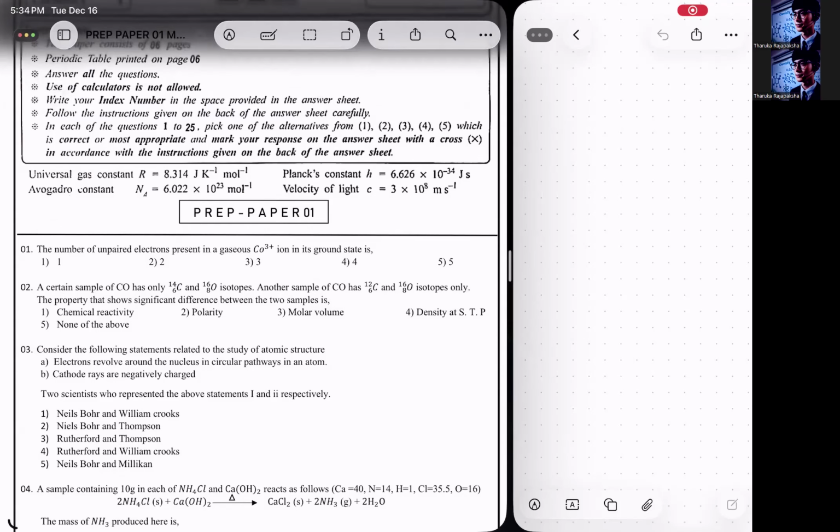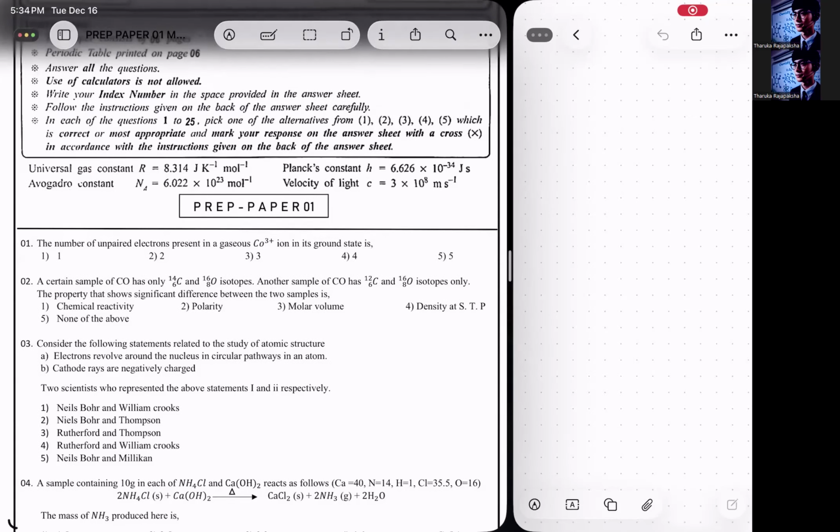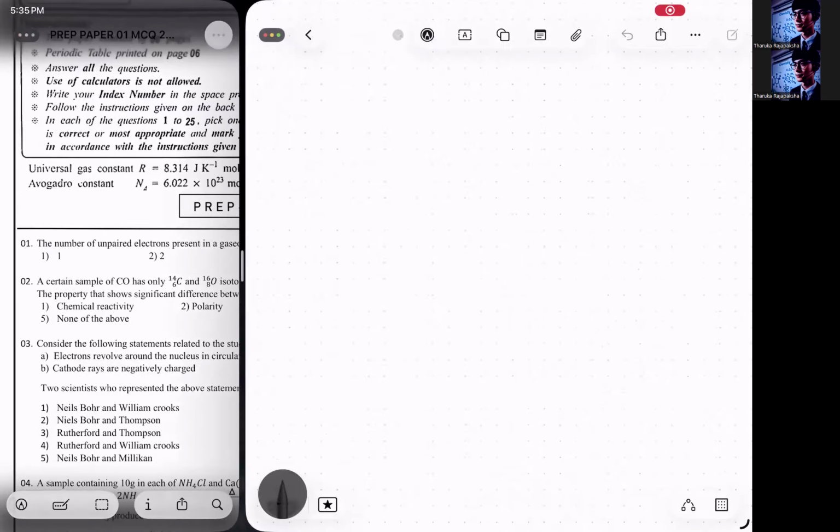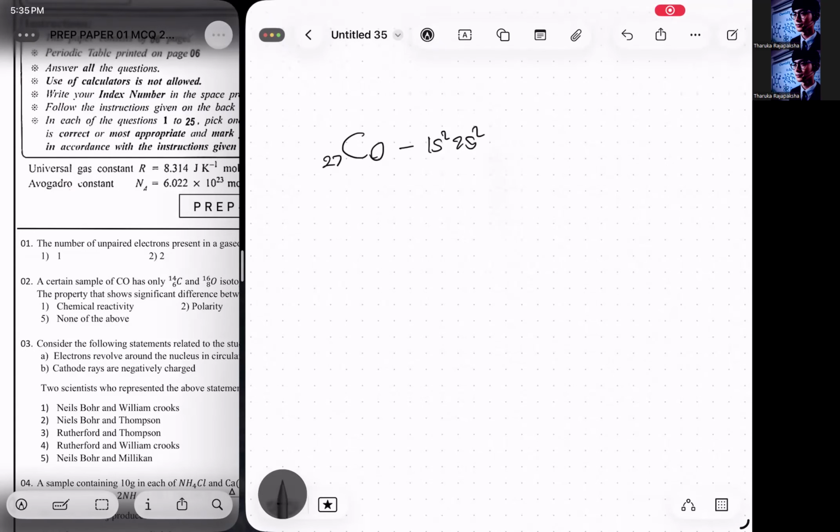Number of unpaired electrons present in cobalt 3 plus ion in its gaseous ground state. People, cobalt has atomic number 27, right? So normally, if we write the electronic configuration of this, we'll get 1s2, 2s2, 2p6, 3s2, 3p6, 3d7, 4s2. That's how it goes. And they ask the number of unpaired electrons in gaseous cobalt 3 plus.